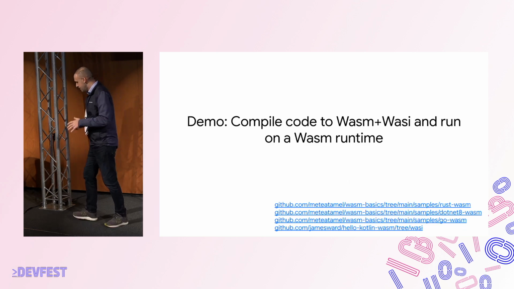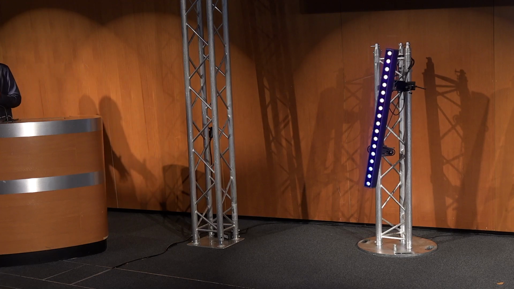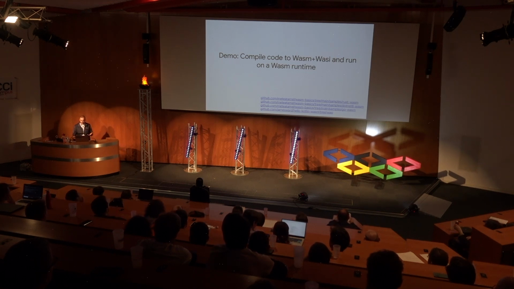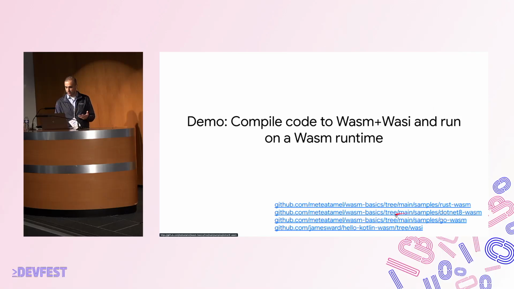All right, now I talked a lot, so let me just show you quickly how you can take some code and compile it to a WASI module and run it on a WASM runtime. Now, the way you do this depends on the language quite a bit, and every language has different levels of support for this. And in my repo on GitHub, I try to go through different languages and play with them. So I did that for Rust, .NET, Go, and Kotlin. And I will keep adding more.